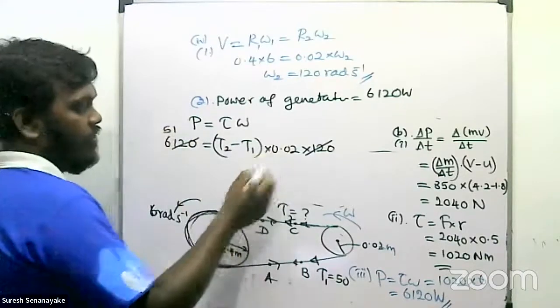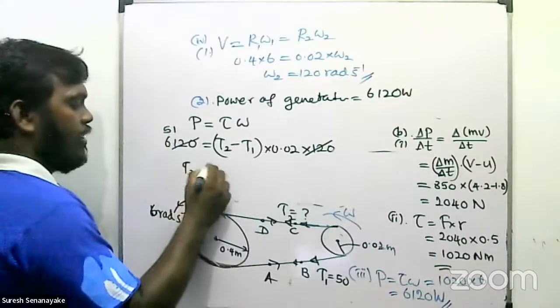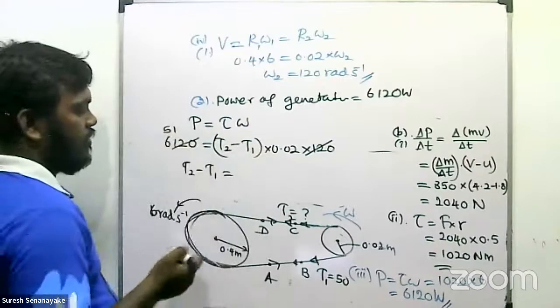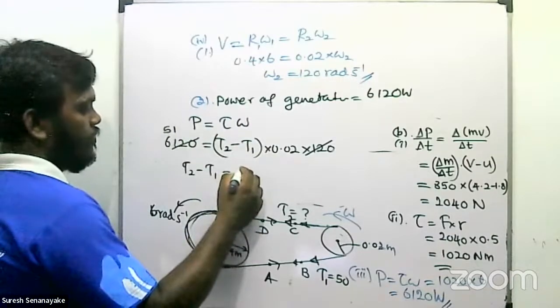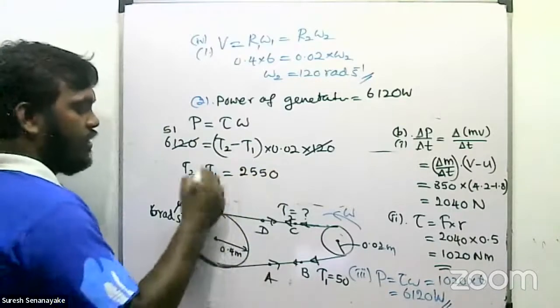Can divide it by 0.02. This is then T2 minus T1, which equals 5,100 divided by 2, that is 2,550. So T1 is 50 Newton.